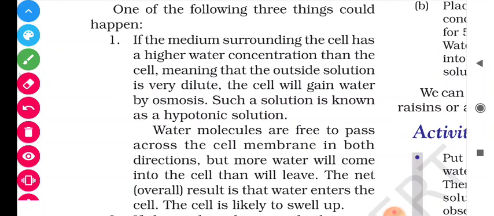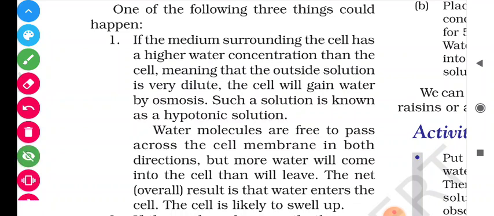The first one is, let us understand. If the medium surrounding the cell has a higher water concentration than the cell, meaning that the outside solution is very dilute, the cell will gain water by osmosis. Such a solution is known as hypotonic solution.